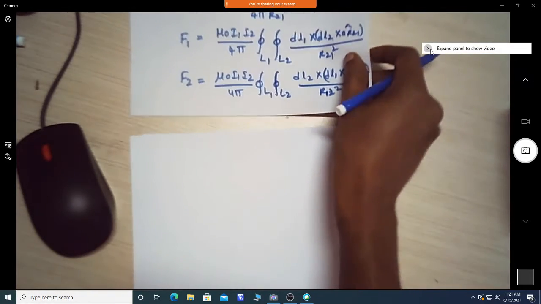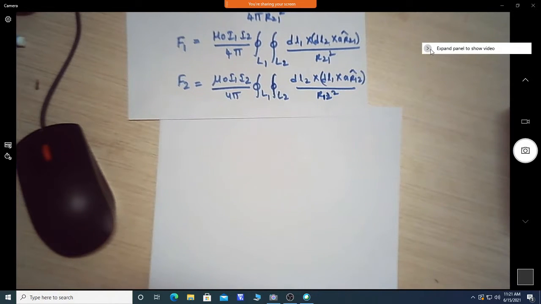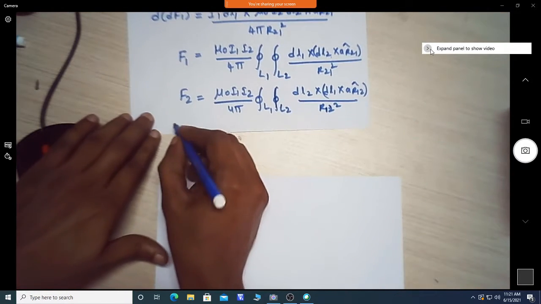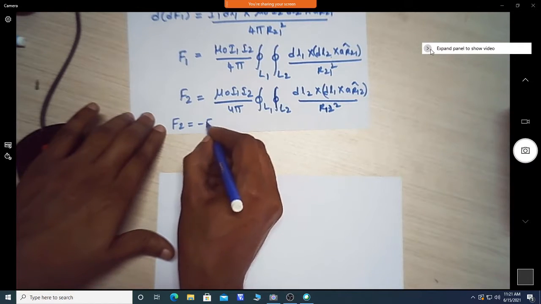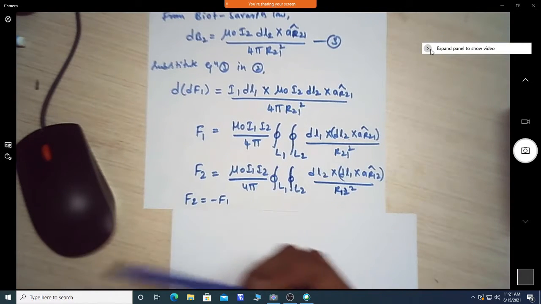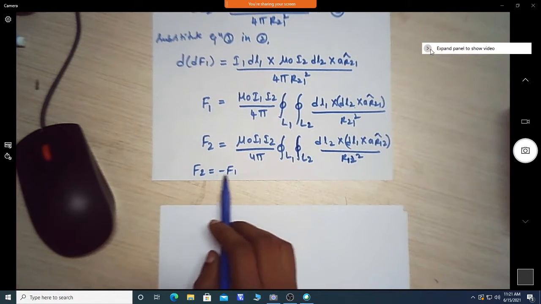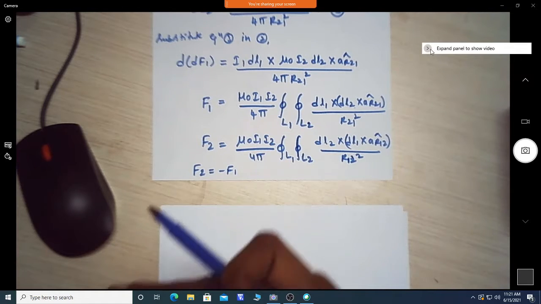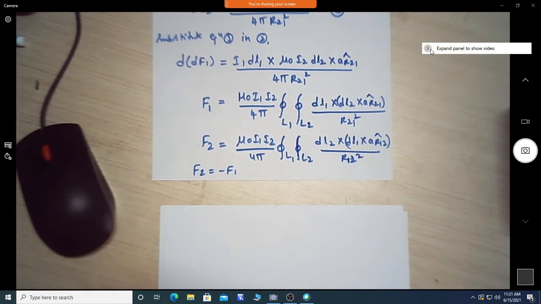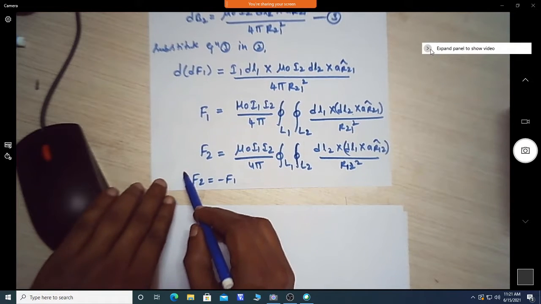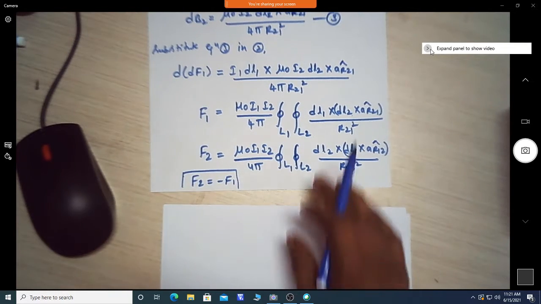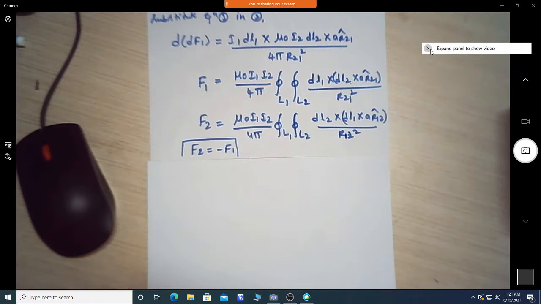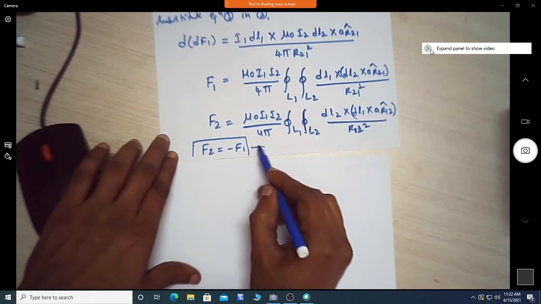So these are the force equations. Here we also have to note that F2 is equal to minus F1, because the force is always equal and opposite, as we have already seen in Coulomb's law. F2 equals minus F1 due to the unit vector direction going from 1 to 2 and 2 to 1. This is also true in the current loop case. It is even consistent with Newton's third law.